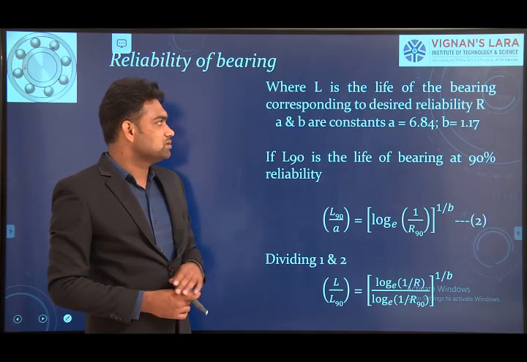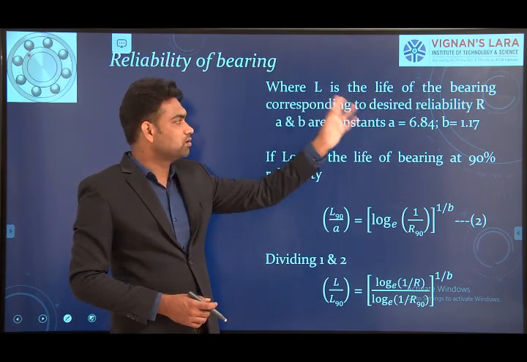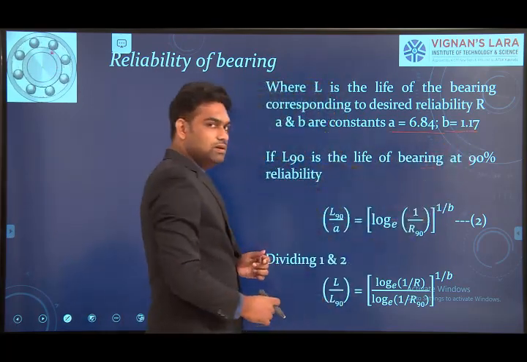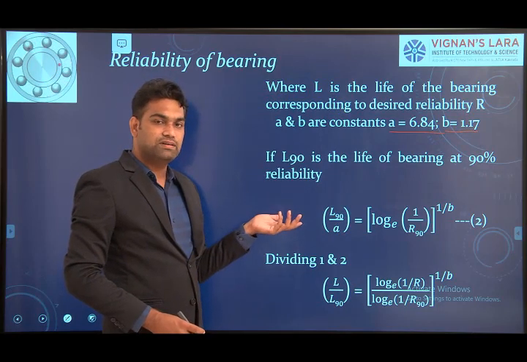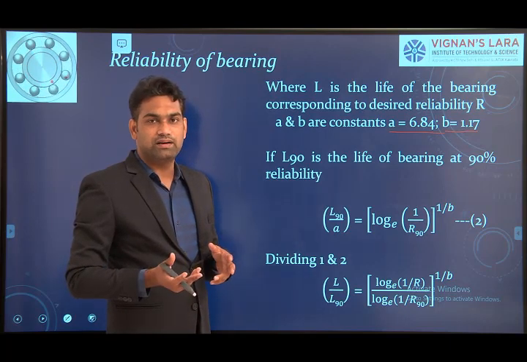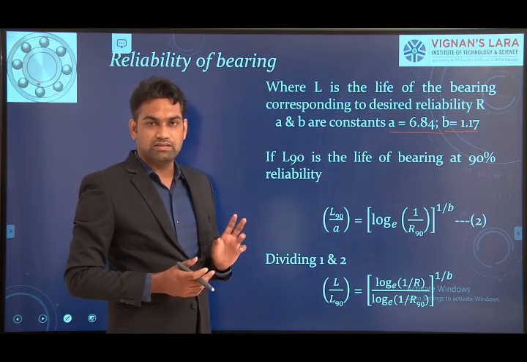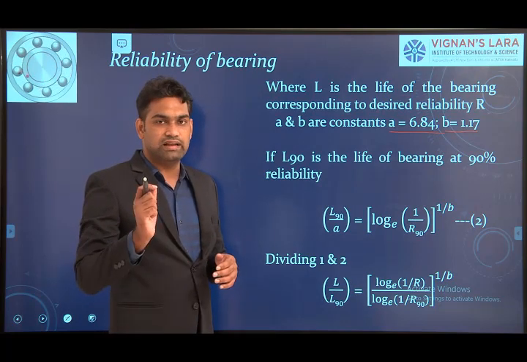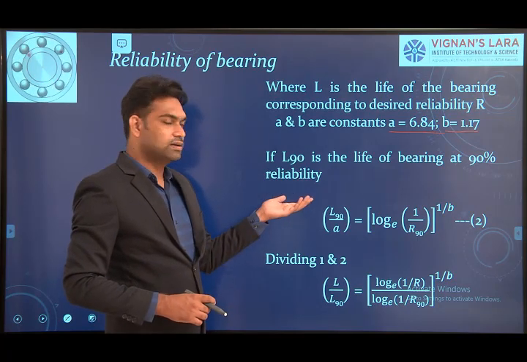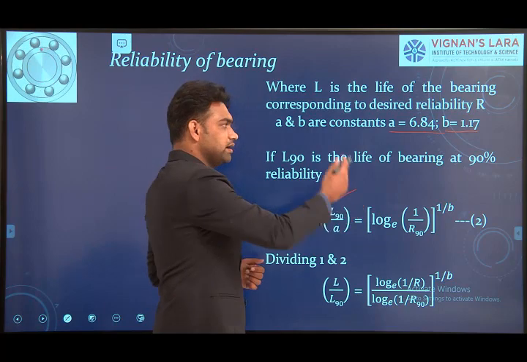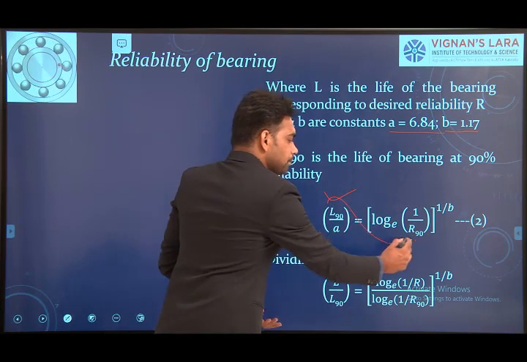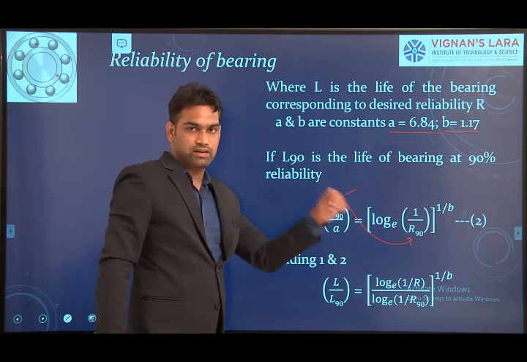Next, L is the life of the bearing corresponding to the desired reliability, and A and B are constants, given by 6.84 and 1.17. In the bearing industries, the life is calculated based on the life at 90% reliability. Whatever life you mention is the life at 90%. So for the life at 90%, we write the first equation as L90/A = (log_e(1/R90))^(1/B). This is written as the second equation.